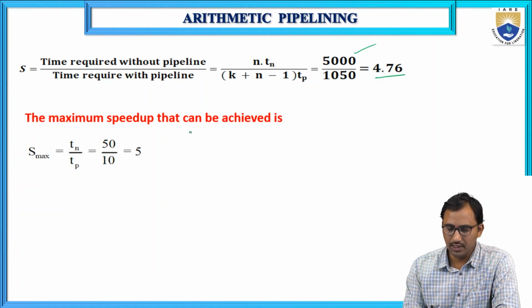And the maximum speed up that can be achieved is S maximum equal to Tn by Tp. Tn is the time required for non-pipelined execution per task, that is 50. For pipelined it is 10. So the zeros get cancelled, giving 5. That means the maximum speed up that we can achieve is 5.